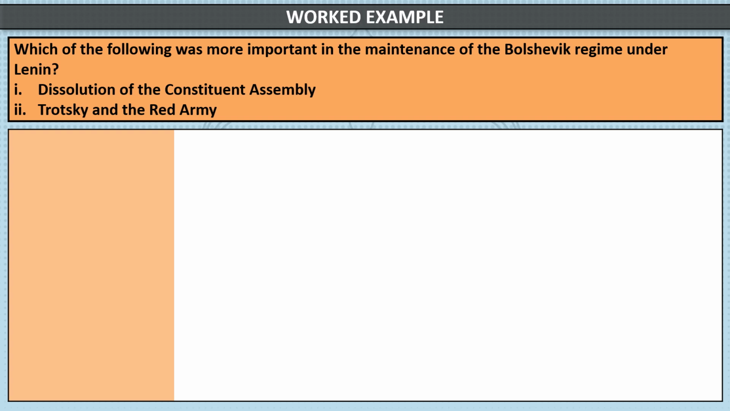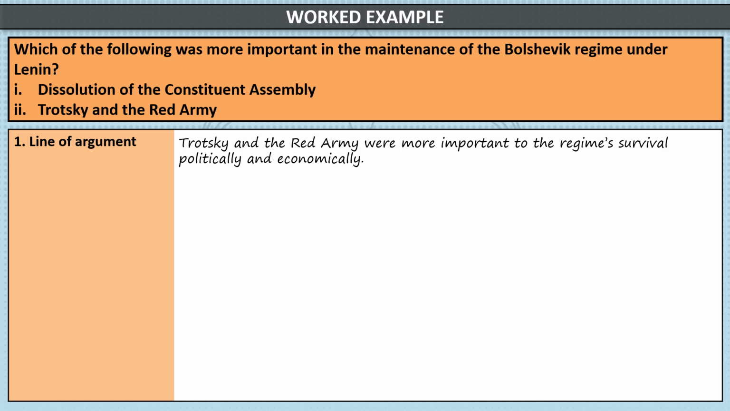Our second paragraph will follow a similar approach for the other factor. We begin again with our line of argument. In this case, I'm going to argue that Trotsky was more important. Now, this is entirely consistent with the previous paragraph.